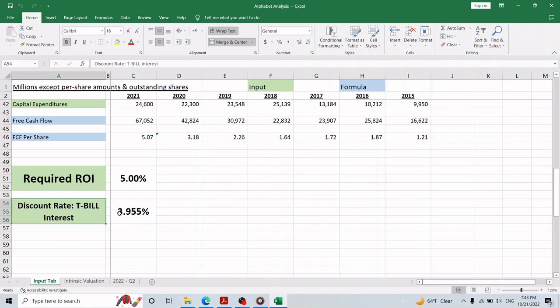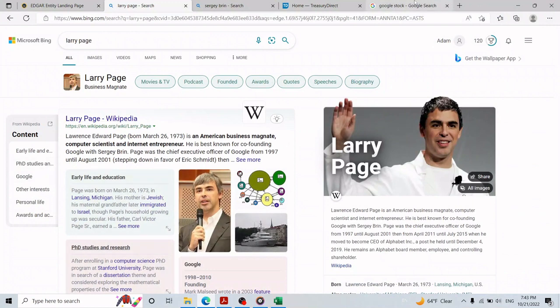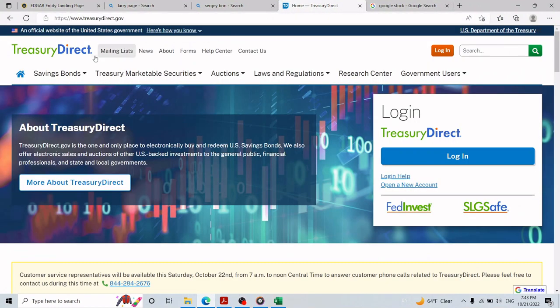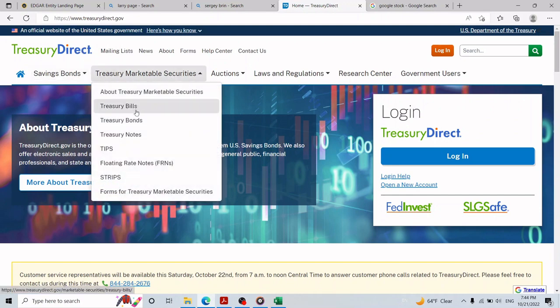The reason for that is because this analysis only focuses on 1 year, and the maximum life for the T-bill is 52 weeks, which is 1 year. If you wonder where I got this number, 3.955, if you go to the treasurydirect.gov website, which is the official website to buy government debt securities, and click Treasury Marketable Securities, you'll find three different types of government debt securities, which are the bills, notes, and bonds.